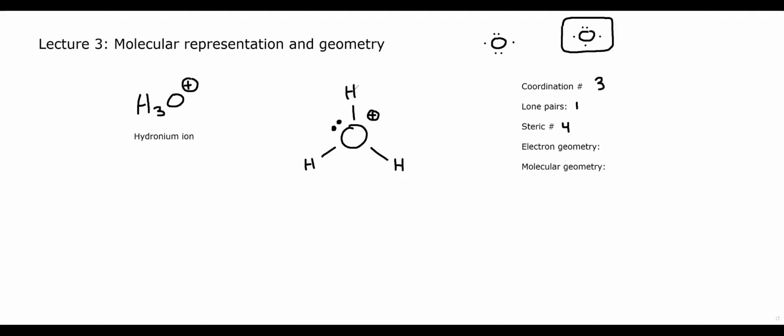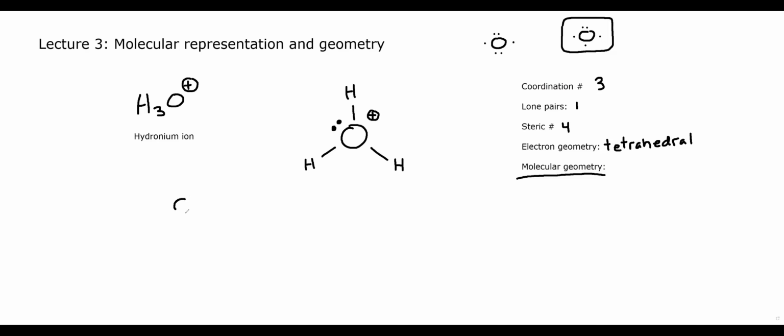That gives us a steric number of 4. And anytime we have a steric number of 4, we have 4 things connected to an atom. That gives us a tetrahedral geometry for the electrons. But if we ignore the electrons, remember that's the molecular geometry. If we ignore the electrons, what shape do we have?